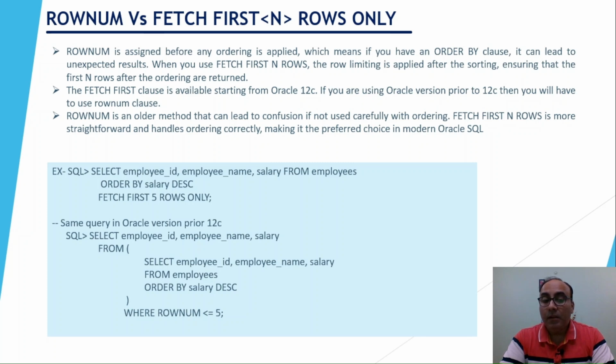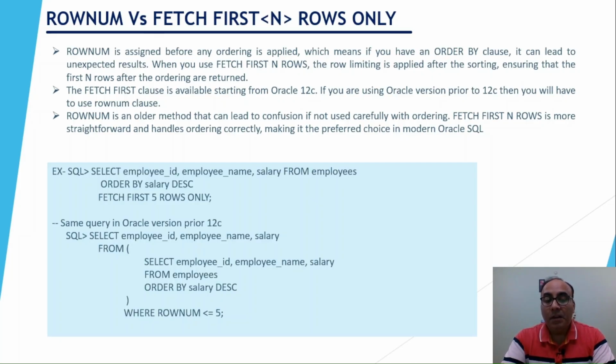In the second example, first we'll have to sort data. We cannot straightforwardly use the ROWNUM clause with the order by clause, because as per the rule, first ROWNUM will be applied on the result set and thereafter the order by clause will be applied. Now our requirement is that first we sort data, then we apply the limiting clause, which is ROWNUM. So we'll have to write a subquery.